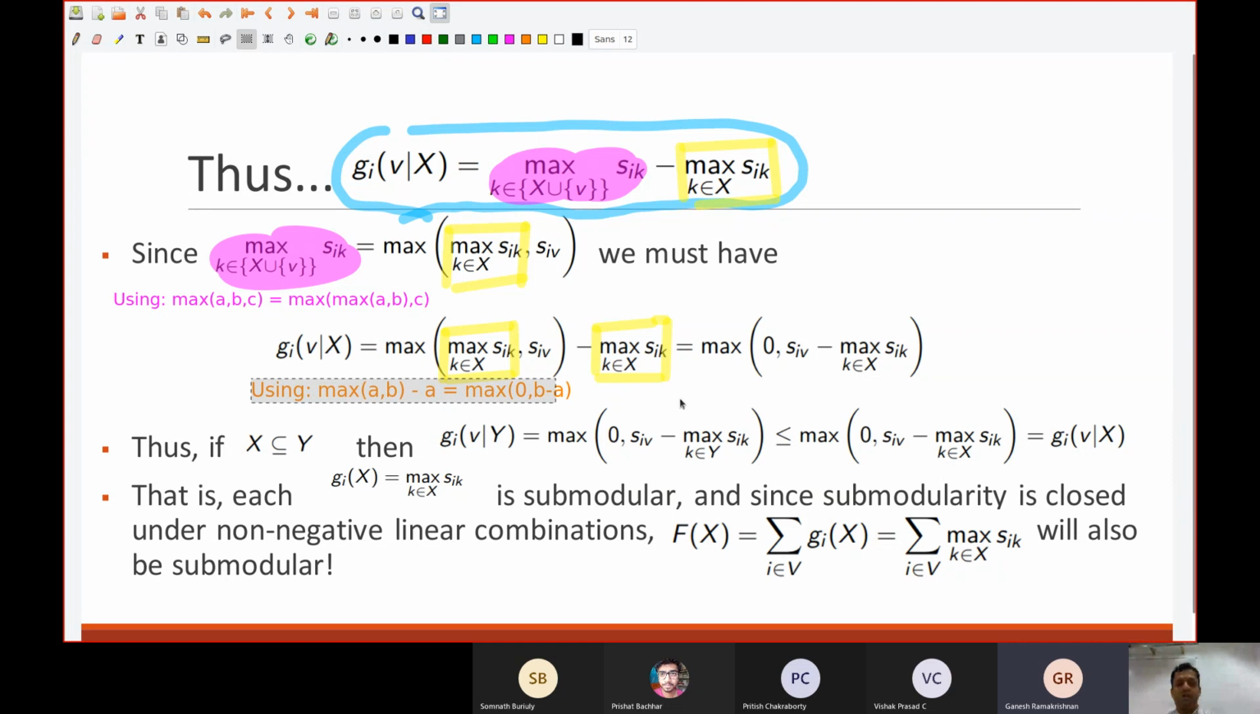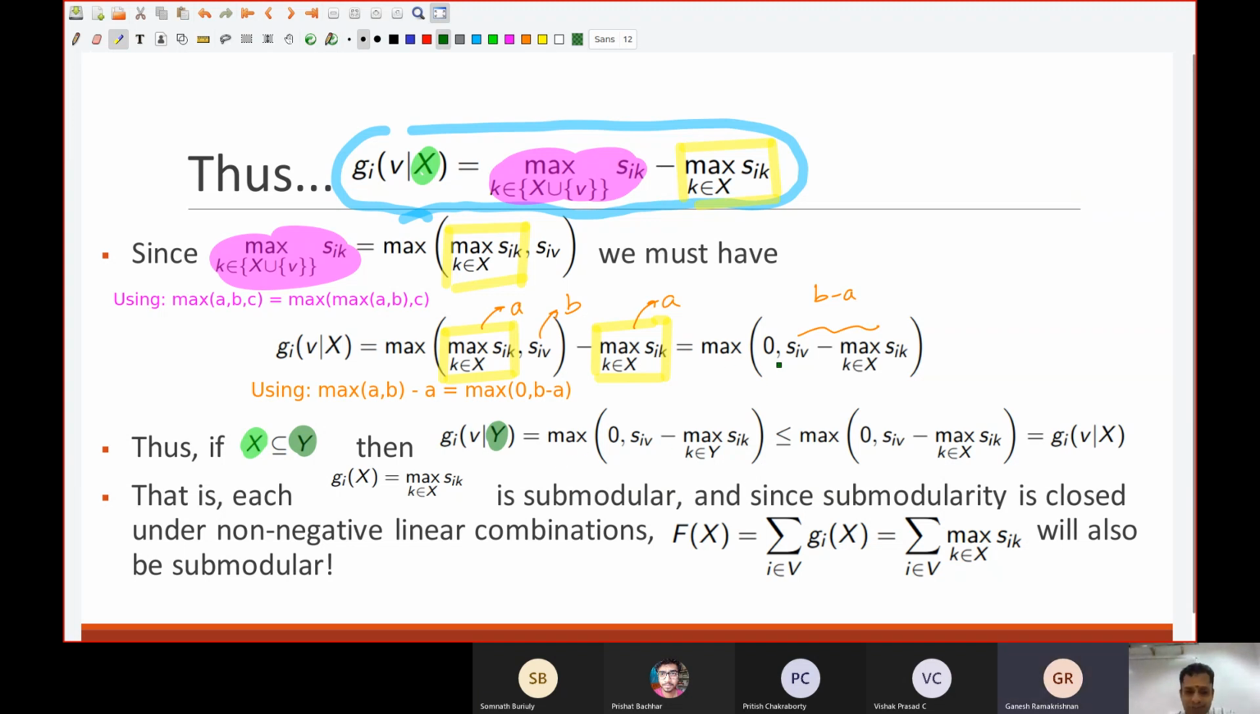Is this result clear? Max of a comma b minus a is max of 0 comma b minus a, where a is this term, b is this term, this is nothing but b minus a. Okay, so then if x is a subset of y, now I'm growing the set. Earlier I had just an x. Now suppose I grow this x to a set y, made it darker green. Okay, what happens?